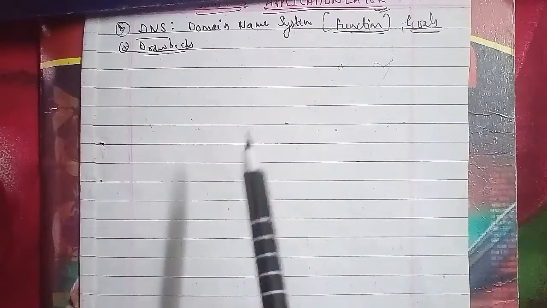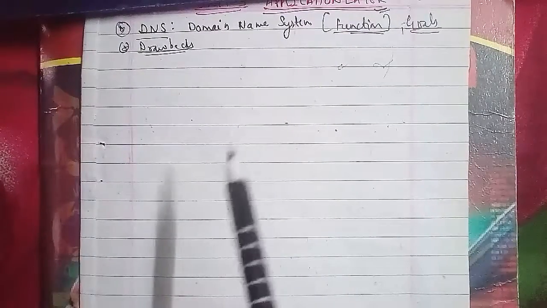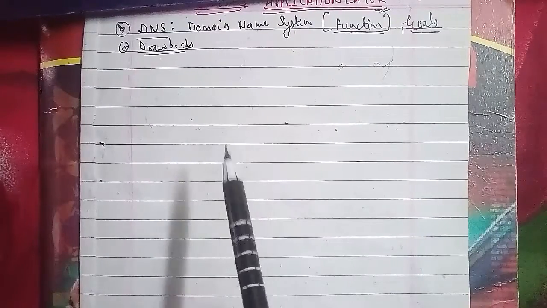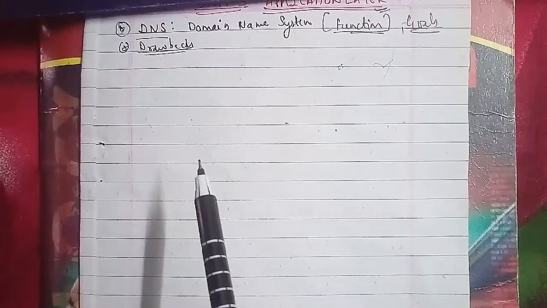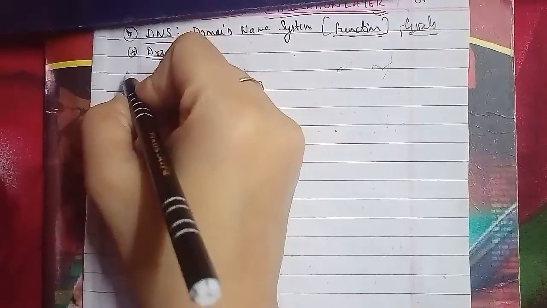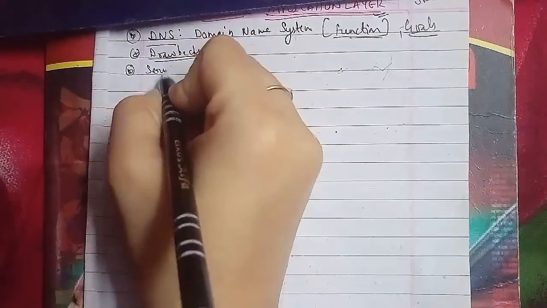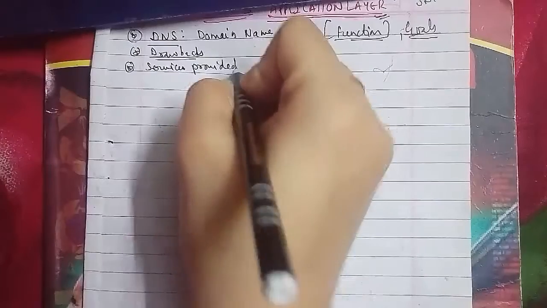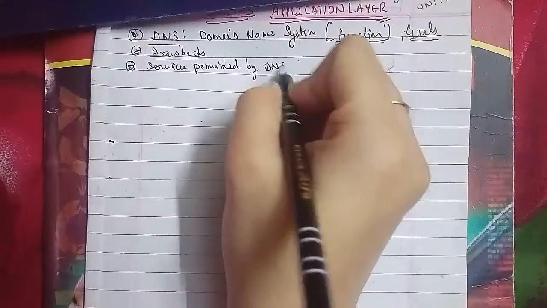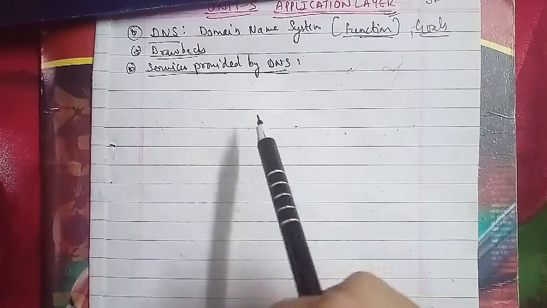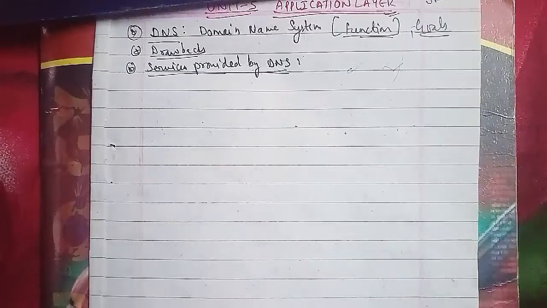Services provided by DNS. So what are the services provided by the Domain Name System? The first service is host aliasing. A host with a complicated host name can have one or more alias names. DNS can be invoked by an application to obtain the canonical host name for the supplied alias host name as well as the IP address of the host.